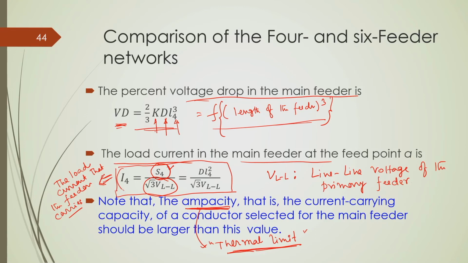So, what is the objective of determining this I4? I4 is basically representing the load current which is carried by this particular feeder, and the maximum value of this load current should not exceed the ampacity or thermal limit of that particular feeder. This ampacity limit depends upon what type of conductors we are using to build that feeder. It depends upon the conductor material and the conductor cross-sectional size.